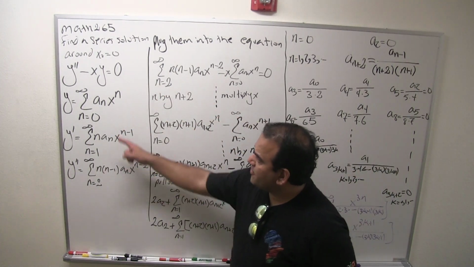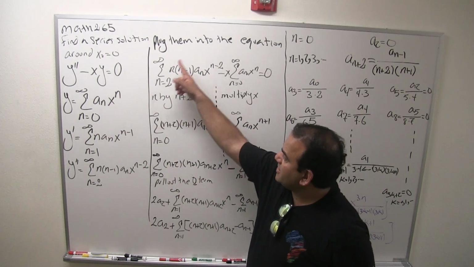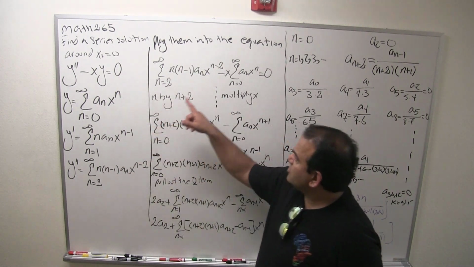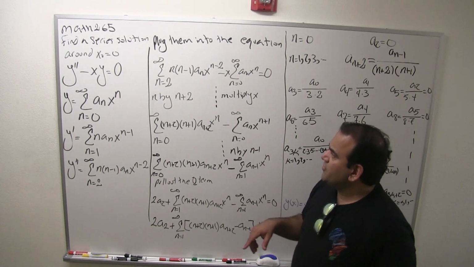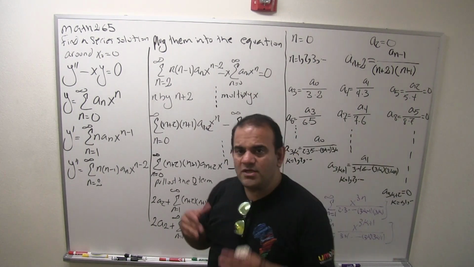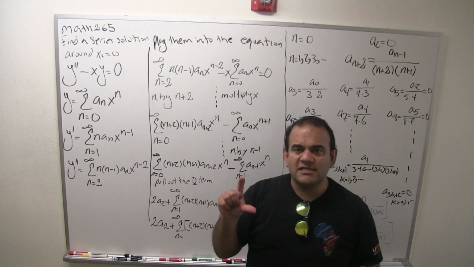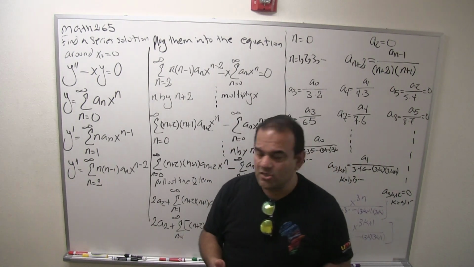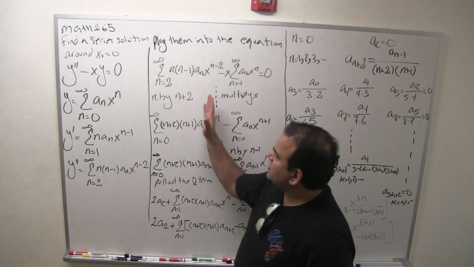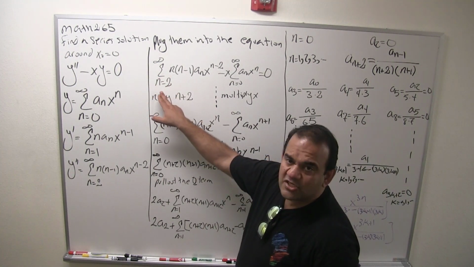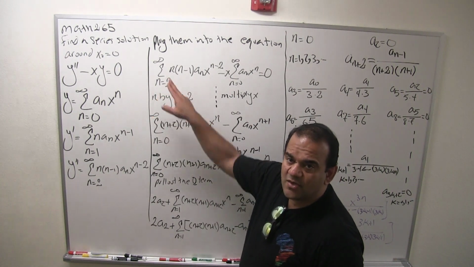Instead of y double prime, we put the series we have here, and instead of y, we put the series we have here, equal to 0. So we have two series. In order to add series, the indexes should match and the power of x should match also. So the first thing we need to do is see if we can change that index to 0 to infinity.